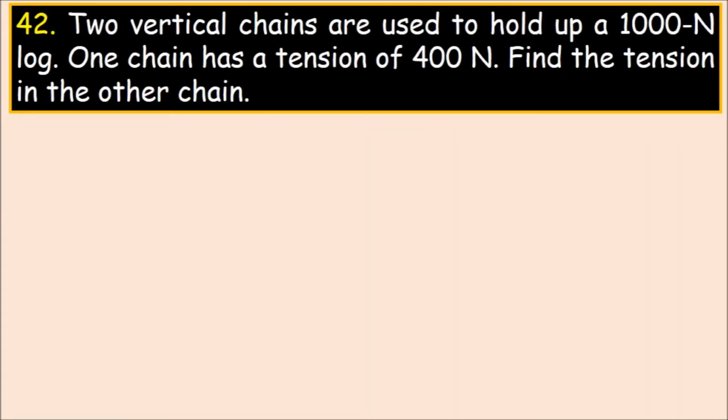Two vertical chains are used to hold up a 1,000 newton log. One chain has a tension of 400 newtons. Find the tension in the other chain.